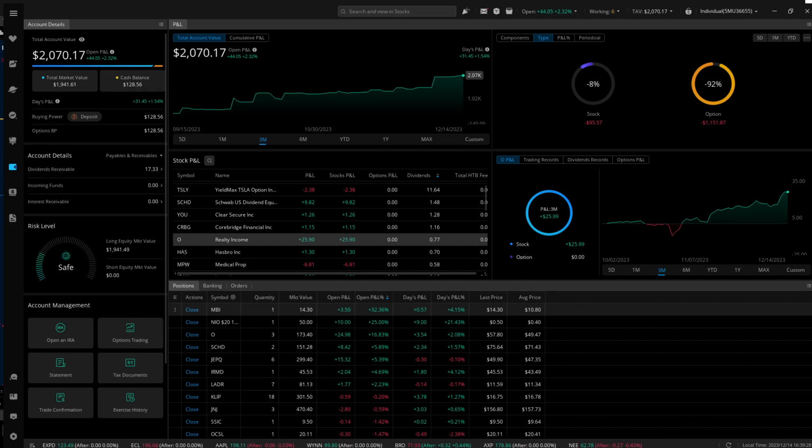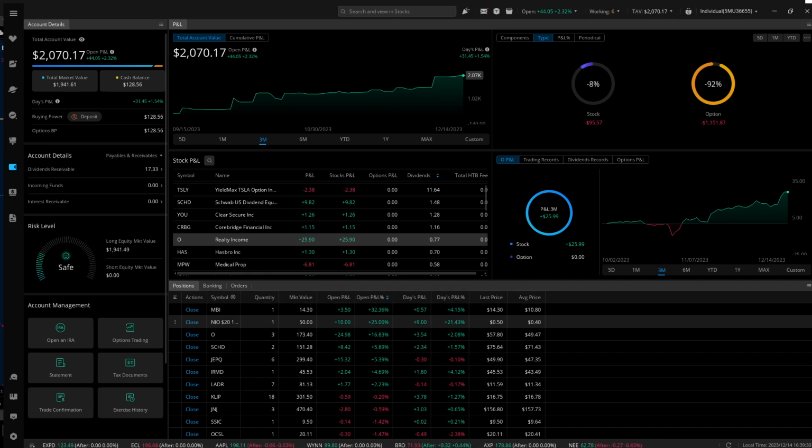But we also have MBI up 33%. I did take a LEAP yesterday. It's my first kind of long-term option play on this portfolio. It's currently just sitting at about $10 up. So this is a 2025 contract. It's on NEO. It's got a very good setup.